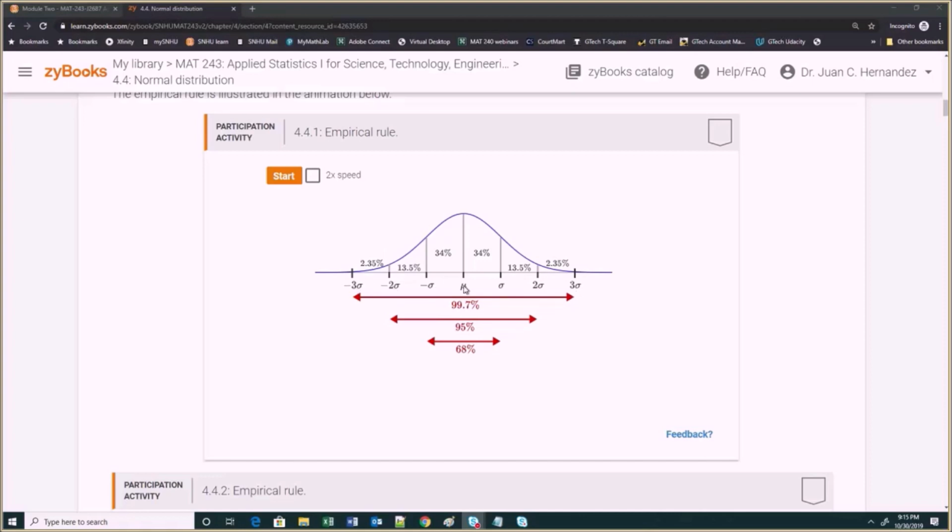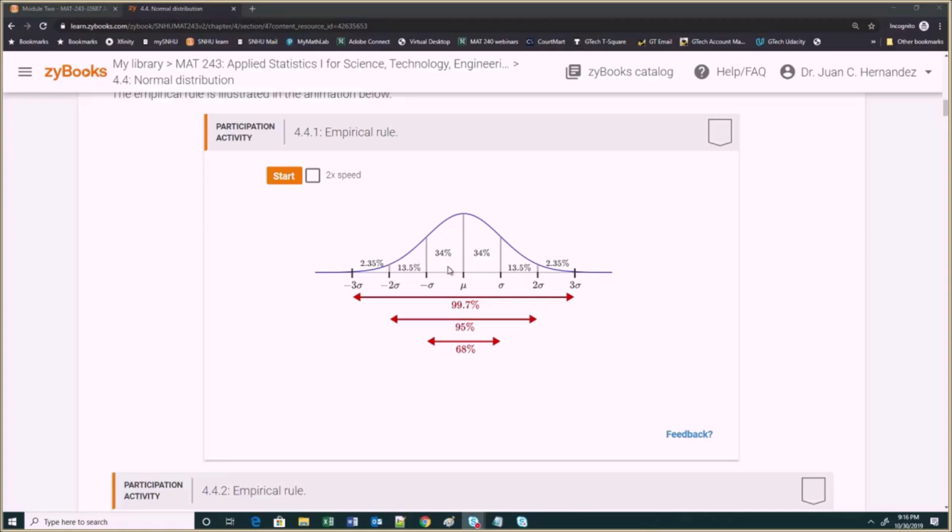Essentially, what we're doing is using standard deviation as a metric of how far away we are from the center. So in this case, for example, we are 1 standard deviation away from the center. In this case, we are now 2 standard deviations away from the center. In this case, we're 3 standard deviations away from the center.